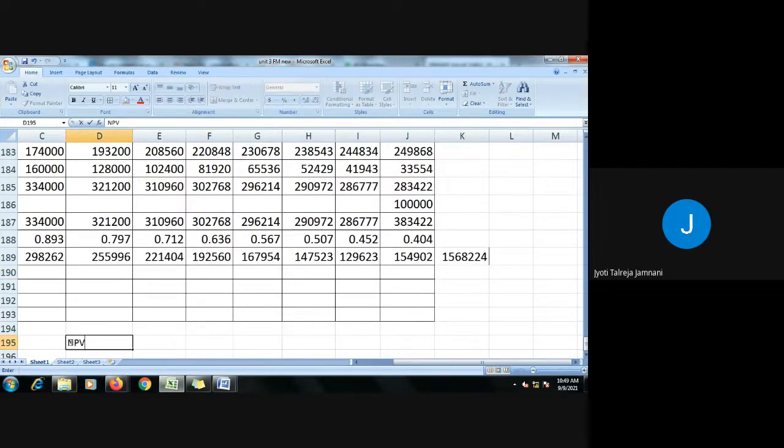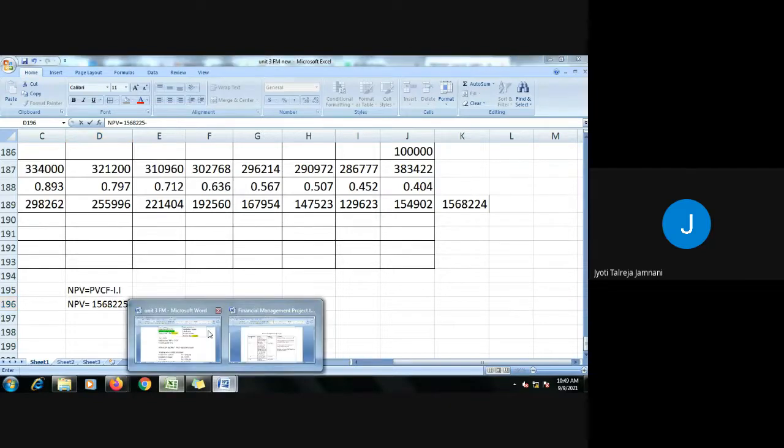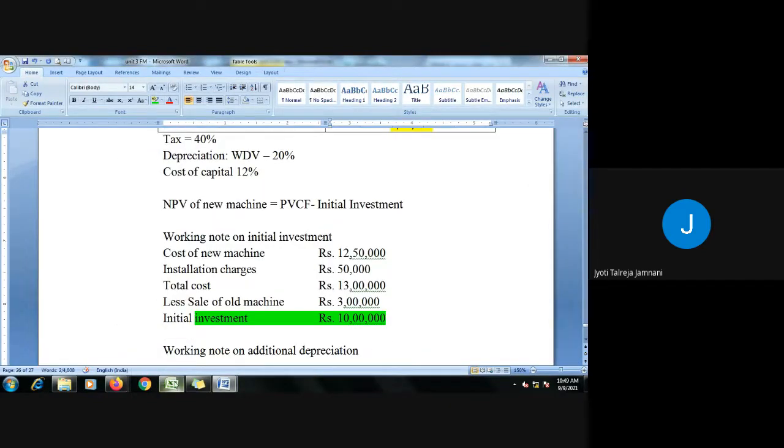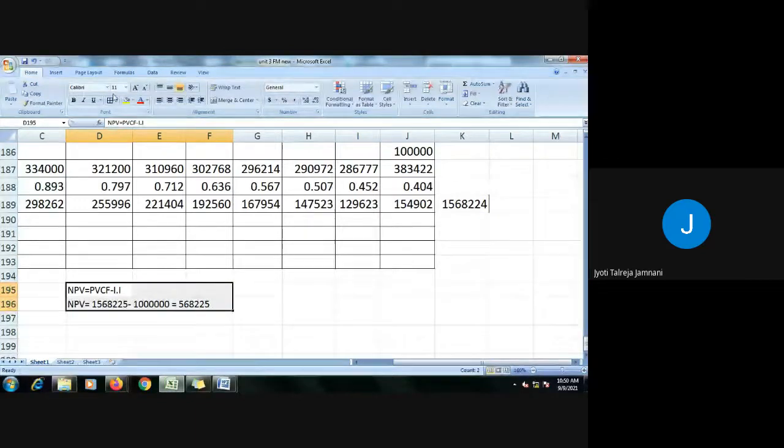NPV is equal to present value of cash flows minus initial investment. Okay, so NPV is equal to 15,68,224 minus the initial investment. We have done it in the working note. 10 lakh is what we got as the initial investment. So minus 10 lakh, we'll get the NPV as 5,68,225. So this is how you'll have to calculate the NPV.